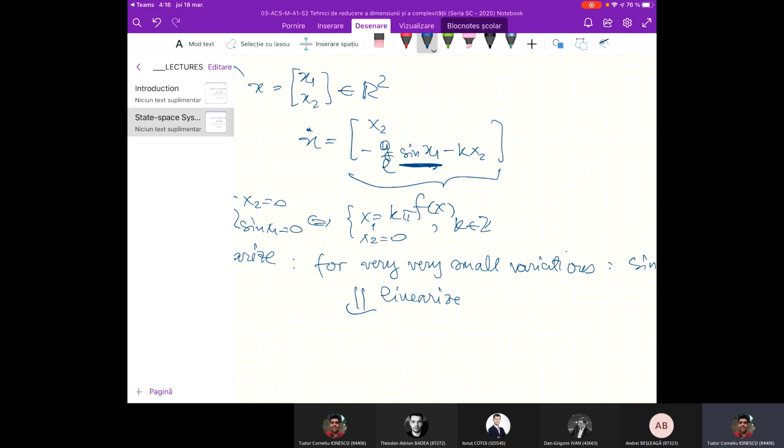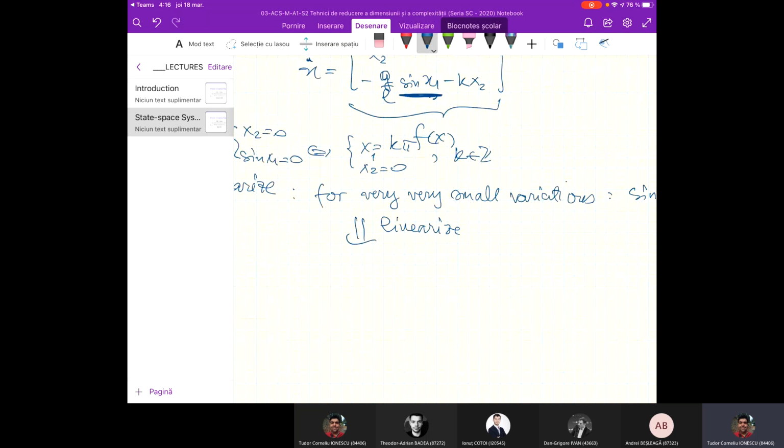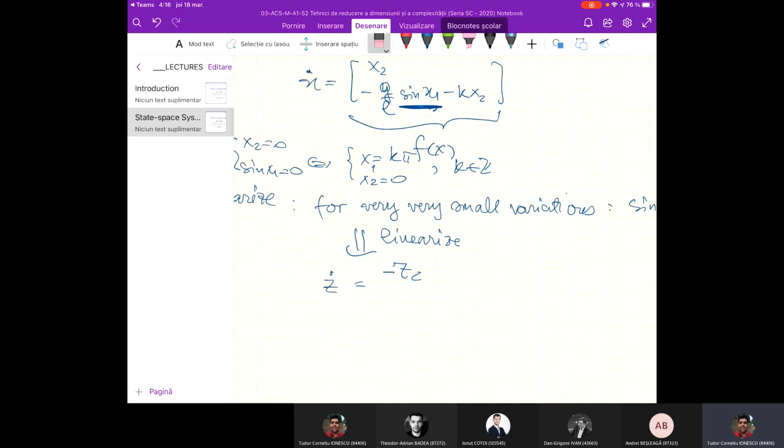In this case, let's use a new variable, z. In the new variable, z dot is z2, and x2 is z2. And here, in the second equation, you'll get minus g over L x1 minus k x2. And this is linear now.